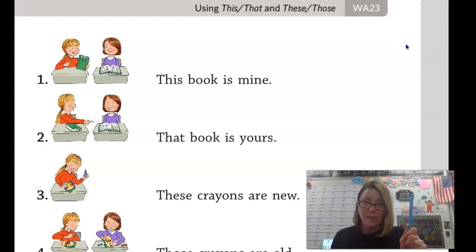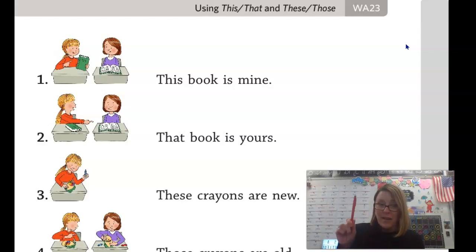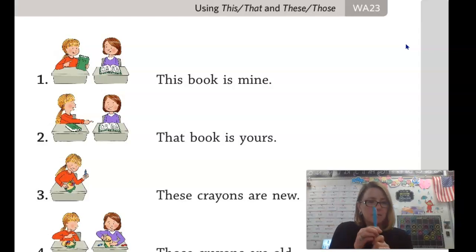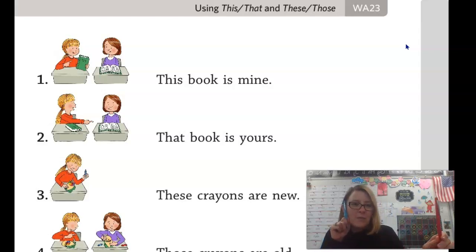So I'm going to hold up a pen. This is a blue pen. Yep, it's blue. This is a red pen. Okay, so this is blue, this is red. Now if something's close to me, this blue pen is right here by my face. This is a blue pen. And I have this one far away from me. I could say, that pen over there, that's a red pen. That is a red pen.